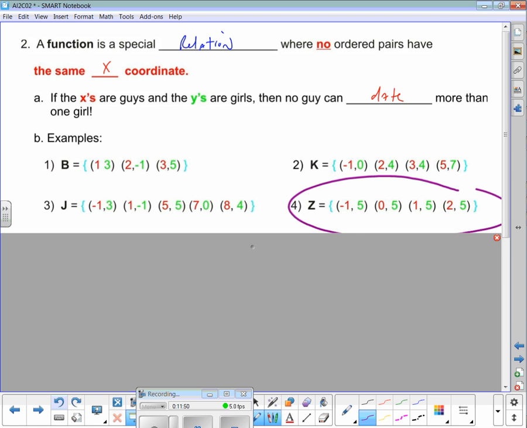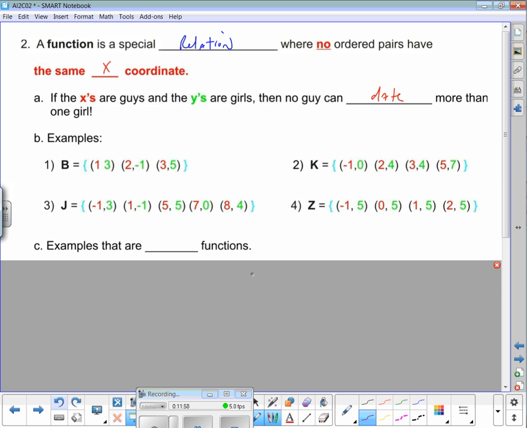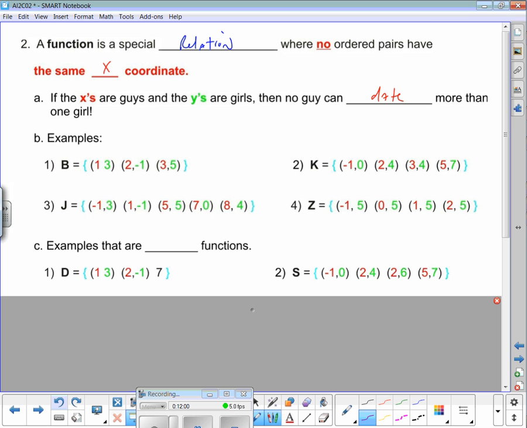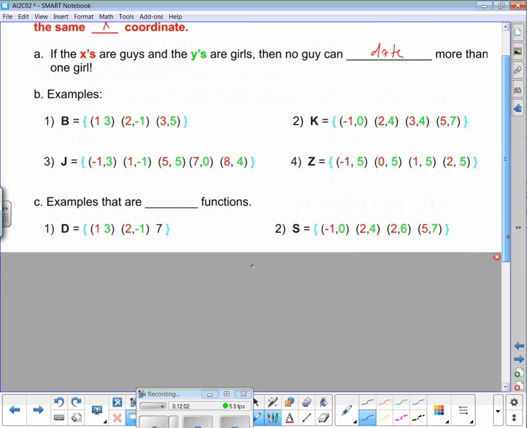But you know what? If I input a -1, what do I get out? 5. Definite answer. Input 0, what do I get out? 5. Definite answer. Input 1, what do I get out? 5. Definite answer. Again, I have a definite output for any given input.